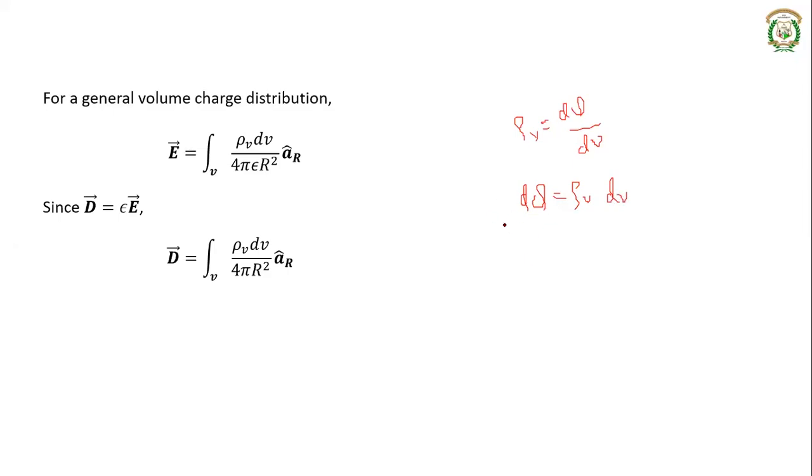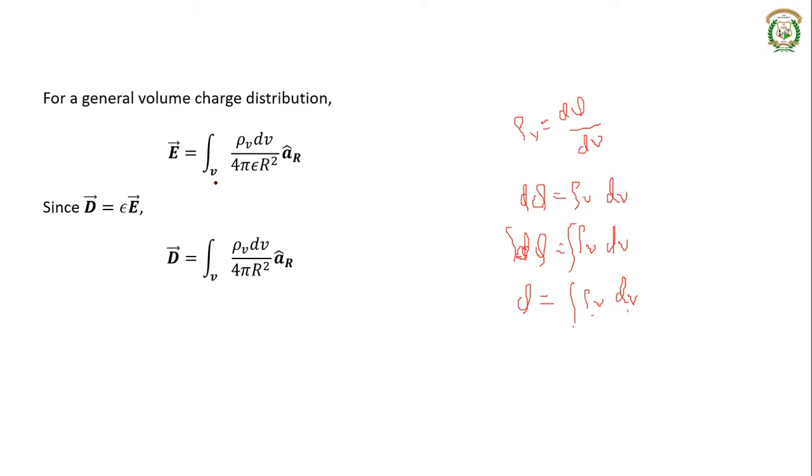If I integrate this, integration of dq will be integration of rho v into dv. Integration and differentiation of q, so it is q, which is equal to integration of rho v into dv. We have seen this while getting the equation for electric field intensity due to a volume charge distribution. In place of q in q divided by 4 pi epsilon r square, we can write integration of rho v into dv.